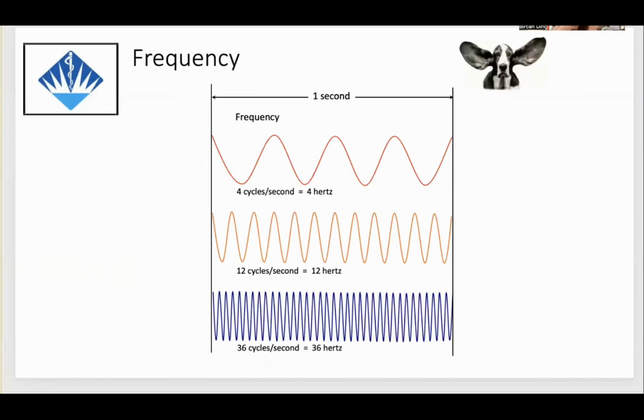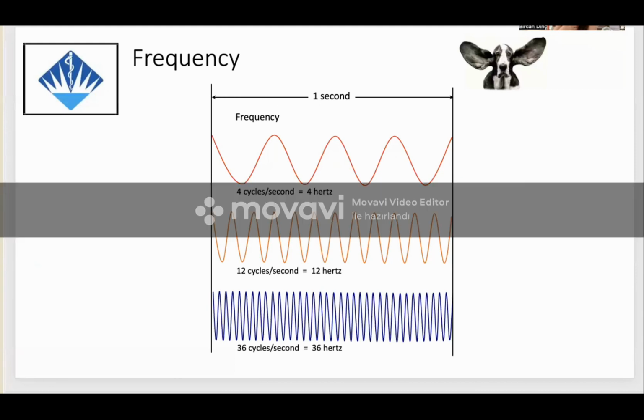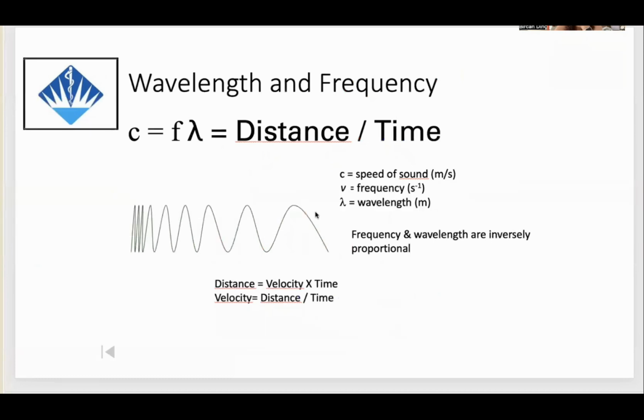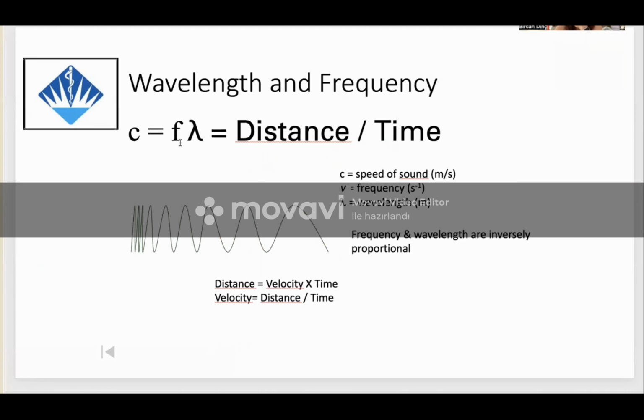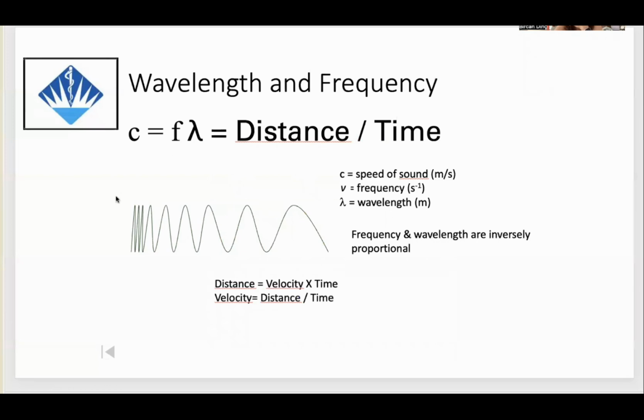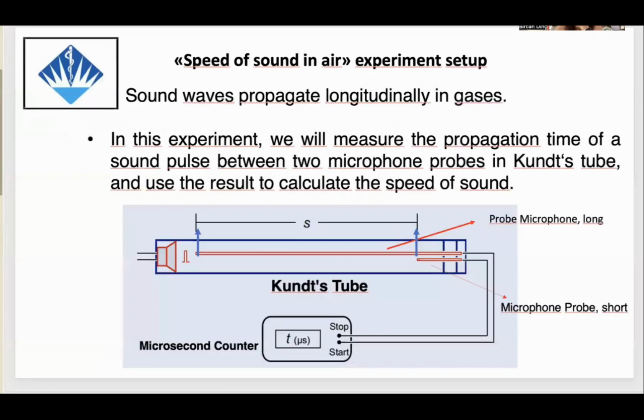So you see here frequencies in 1 second. You see 4 cycles, 12 cycles, 36 cycles. So 36 cycles per second gives us 36 hertz. And the relation between frequency and the wavelength is, as you see here, in terms of speed of sound, of course. So frequency times wavelength will give you the speed of sound. Also, distance over time will help us to calculate the speed of sound.